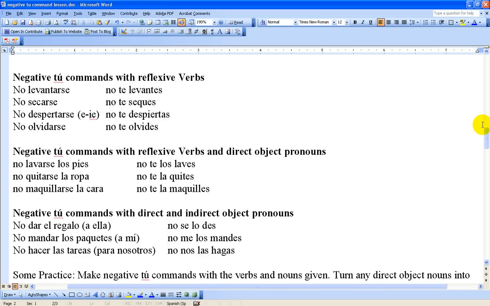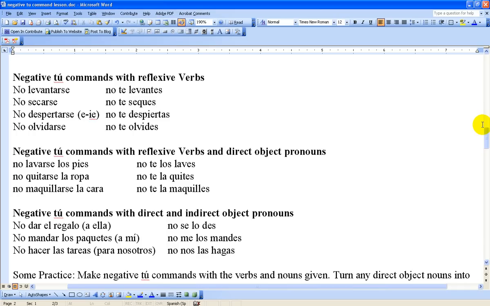And remember from earlier I said negative commands equal no attached. We're not attaching our pronouns to the end of the verb on the negative command, so I'm putting it in front. I'm going to say no te levantes for don't get up. Secarse, no te seques. Notice that secarse is also a car verb, so I changed the C to a QU. Despertarse happens to be a boot verb, so no te despiertes, don't wake up. And olvidarse is to forget, no te olvides, don't forget.